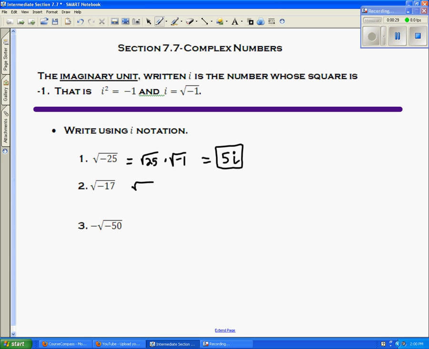Next, we're going to rewrite the next one as square root of 17 times square root of -1. That becomes the square root of 17. And this is our i, but I'm going to put it out front so it doesn't appear to go under the radical bar.